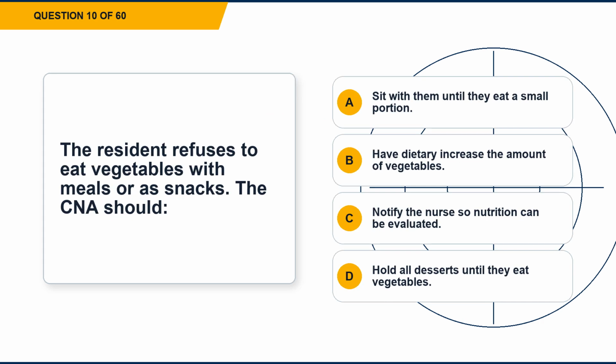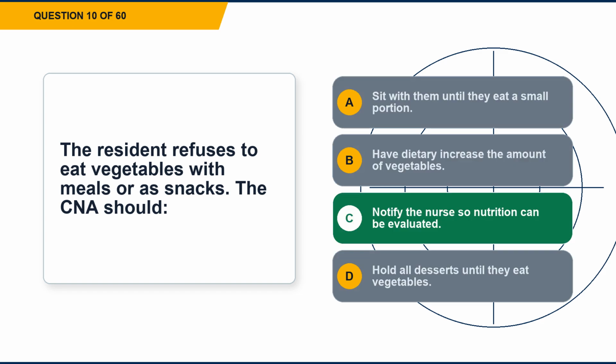Question 10. The resident refuses to eat vegetables with meals or as snacks. The CNA should. Option A. Sit with them until they eat a small portion. Option B. Have dietary increase the amount of vegetables. Option C. Notify the nurse so nutrition can be evaluated. Option D. Hold all desserts until they eat vegetables.